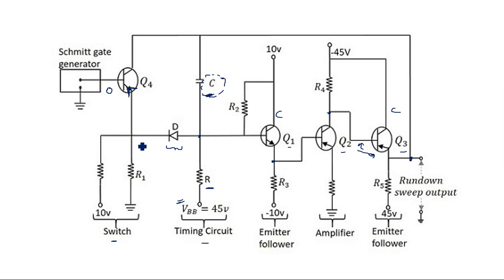The emitter current of Q4 flows through R1. This is the direction of the conventional current. But as the transistor is in reverse biased condition, it is in the off state, so there exists a flow of current like this, and hence the emitter is at a negative potential. Therefore, diode D conducts as it has very little voltage across it because the transistor is in the off state. Then the diode has a path like this, so the current flows through R, through the diode D and the transistor Q4.